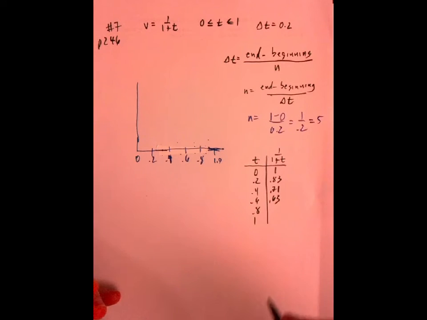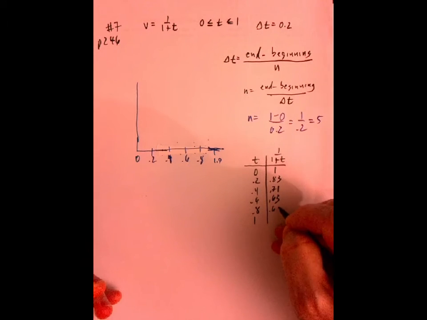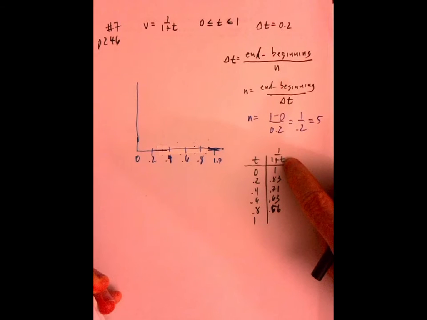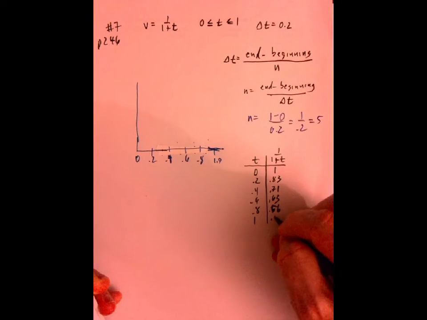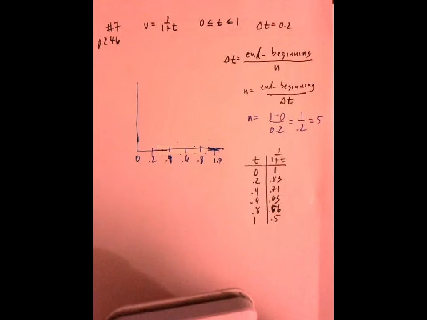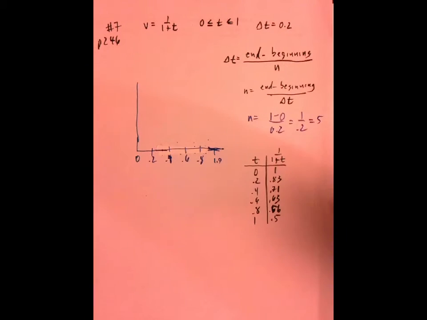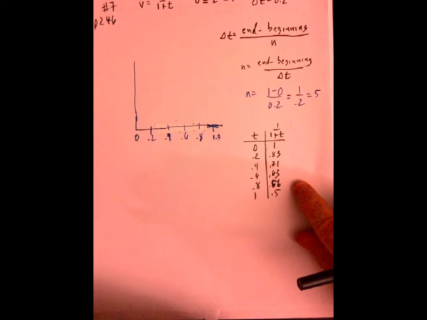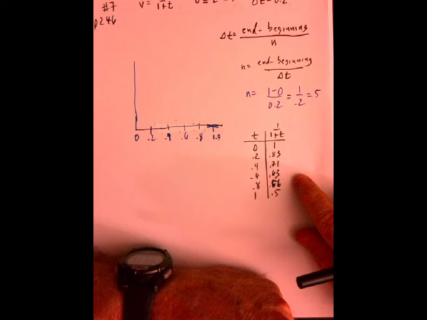That's 0.56. And then we put 1 there. 1 divided by 2 is 0.5, right? So now we're going to use those. We can roughly graph those over here, but we're going to use these like we did on our table problems as the boundaries, as the heights of the rectangles.